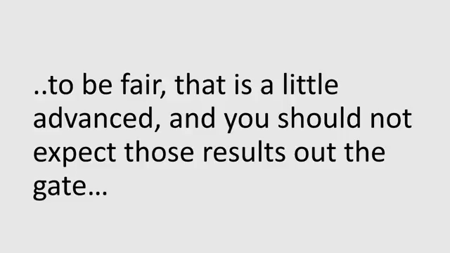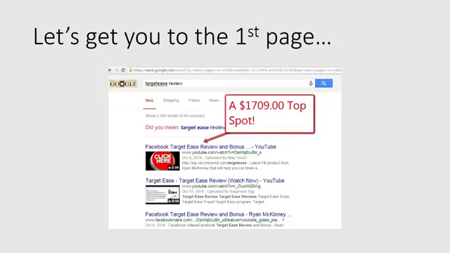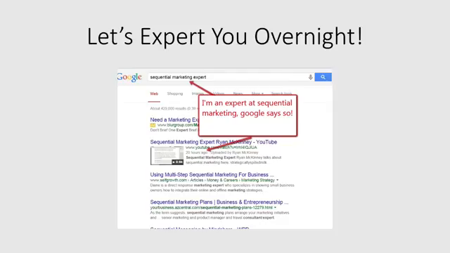So, to be fair for you guys, it's a little advanced. You should not expect those results out the gate. I want to get you guys to the first page, to the top. Now, if you look at this video right here at number 1 for the word targeted ease review, this is a over $1,700 video, okay? And not only is it the first spot, but using this method, it's beating out the other videos that are trying to do the same review. And that's the important thing to understand. If I can get you guys to beat out all videos, everybody gets number 1, make you money, I can do other things like show you how to expert yourself and branding.